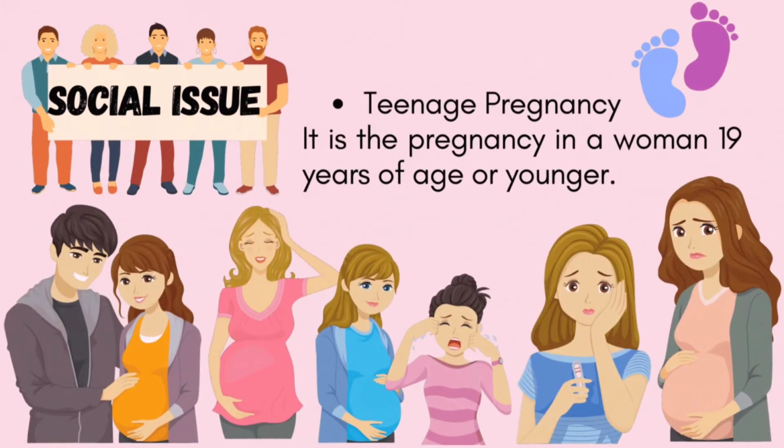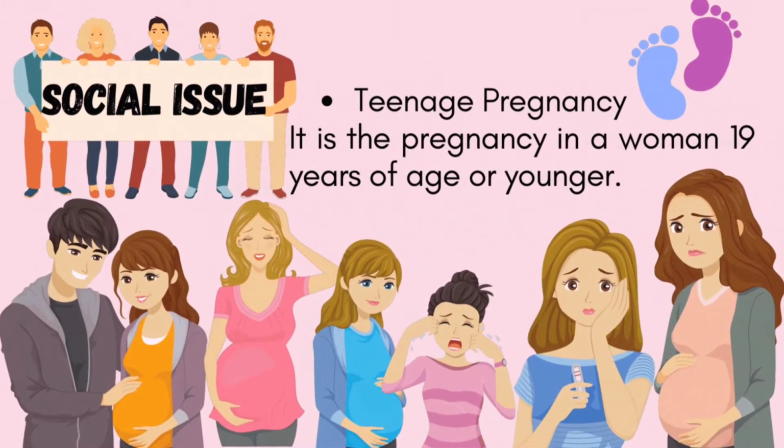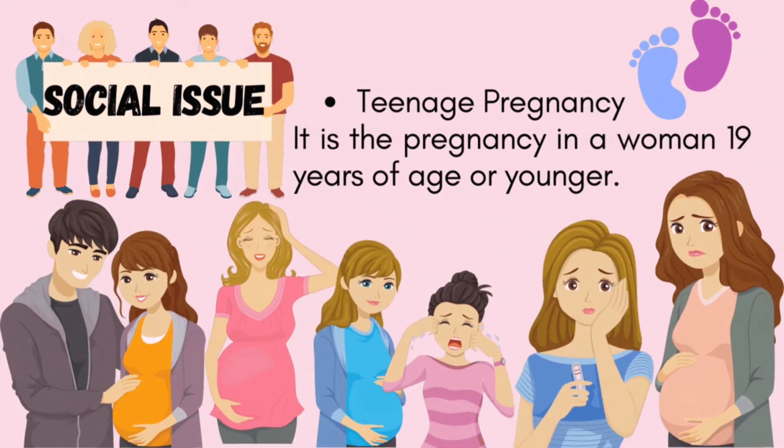Teenage pregnancy. It is the pregnancy in a woman 19 years of age or younger. Philippines has one of the highest adolescent birth rates among the ASEAN member states based on the recent World Bank data, with 47 births annually per 1,000 women aged 15 to 19.